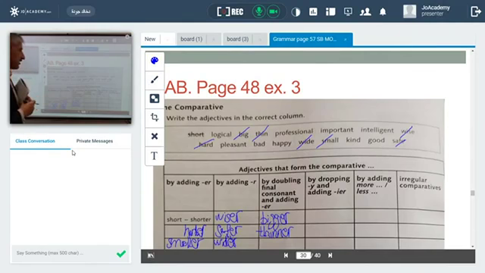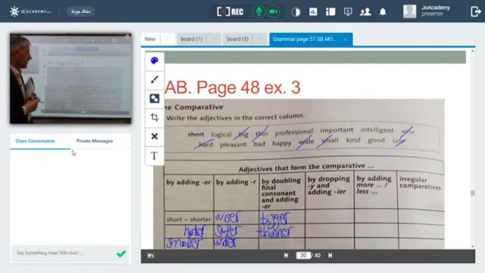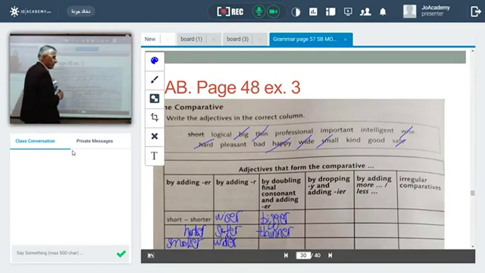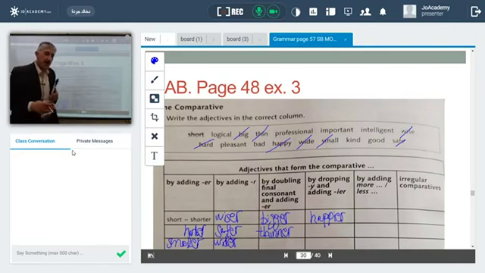The next one is by dropping Y and adding IER. So we need to see which one ends with Y. We have only the word happy. So we need to drop the Y, and in the place of Y, I will add I, then I will add ER. So it will become happier. Okay, so it became happier. Khalid is happier than Ali.